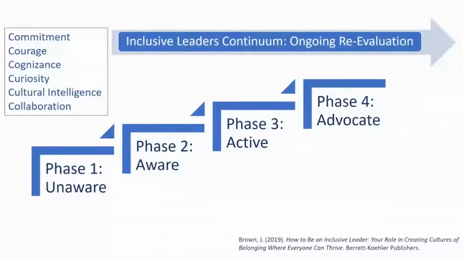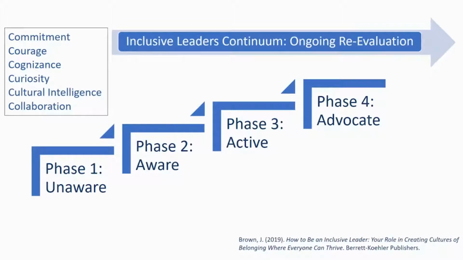So let me share this other work by Jennifer Brown here and build upon this model with the six C's: commitment, courage, cognizance, curiosity, cultural intelligence, and collaboration. As I mentioned, we all have different strengths and areas we can improve upon when it comes to these different C's and how they play a role in how we lead. So it makes sense that we would be stronger in some of these versus others.